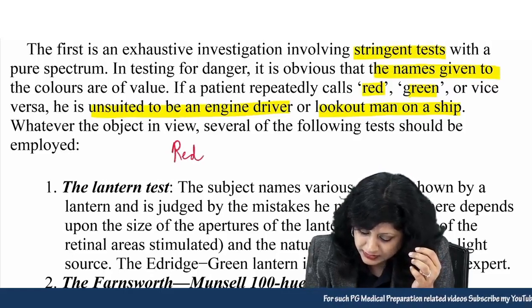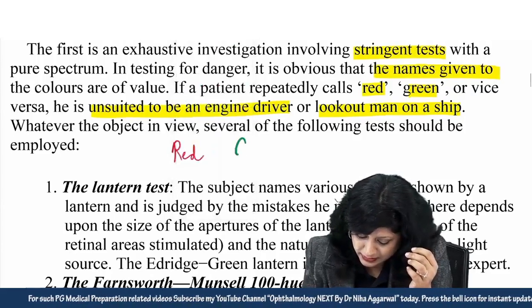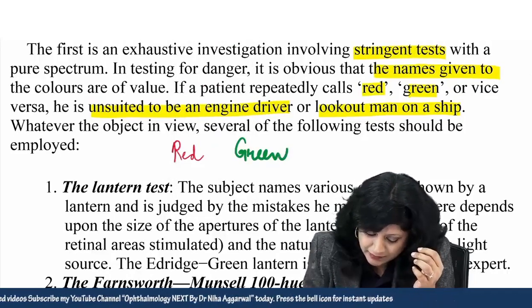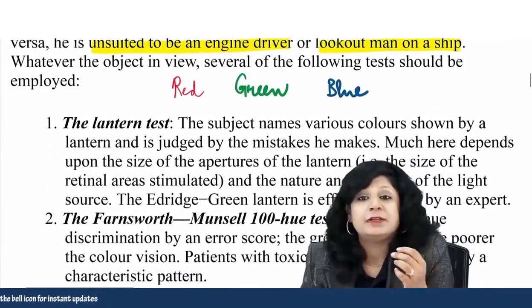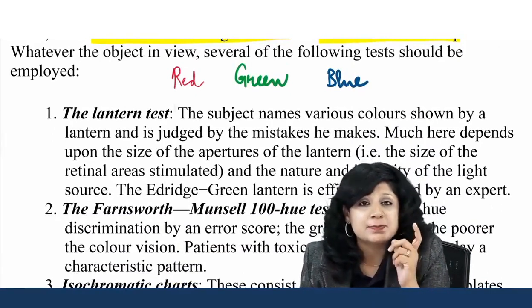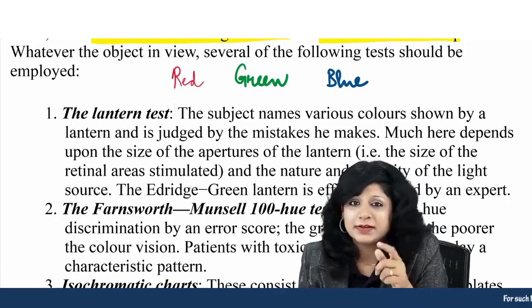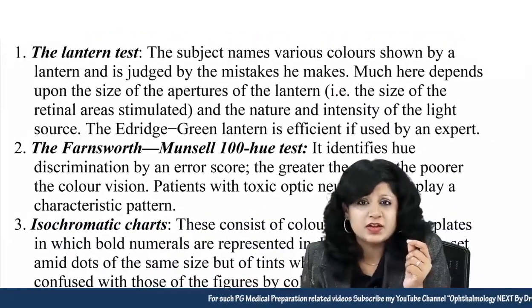red, then we have the green, and then we have the blue. Yes. So if the person is not able to differentiate between these three primary colors, and especially the red and green, that becomes a threat. So let us see what are the different tests that we are doing. Okay, you already know the names.